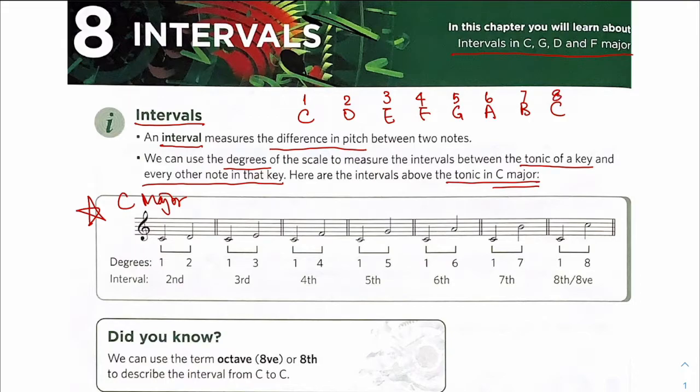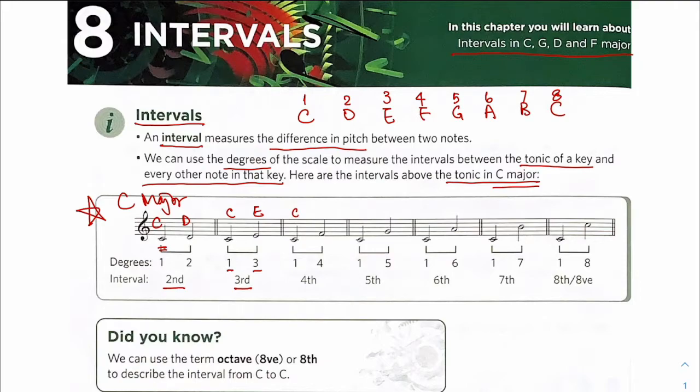You will notice that in every bar, the first note is C, because in the key of C major, C is the tonic. Let's take a look at the first bar. We have a C going to a D. They are next to each other and it will be an interval of a second because it covers two keys. In the next bar, we have a C going to an E. So we are going from degree number 1 to degree number 3. And since 3 notes are being covered, this is an interval of a third.